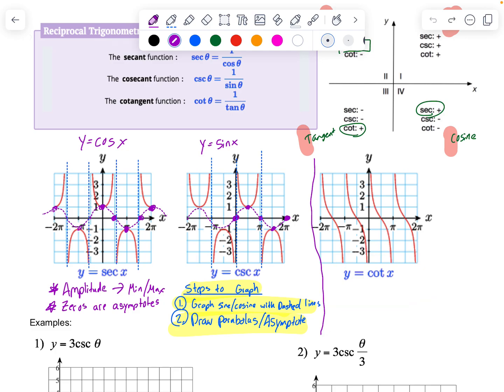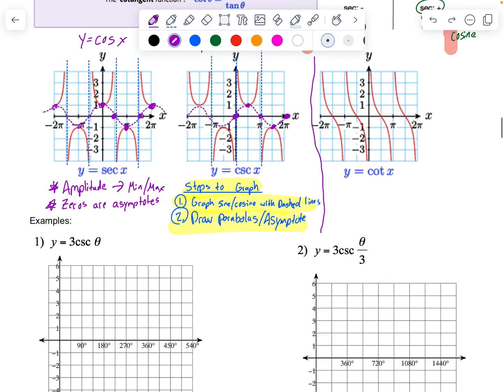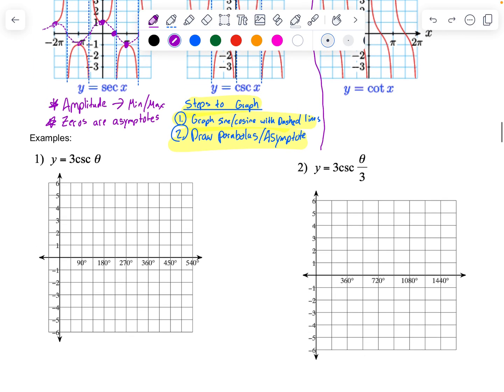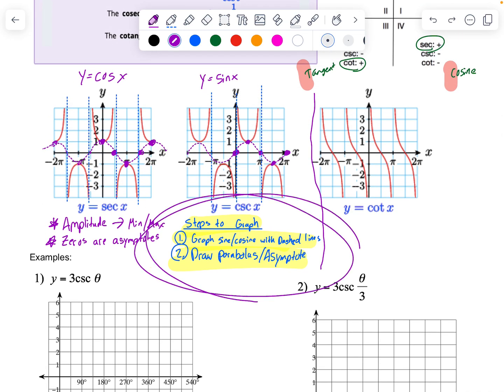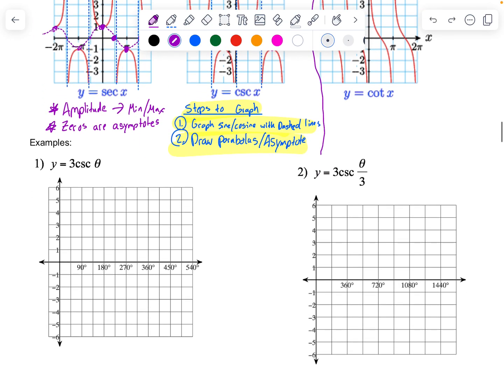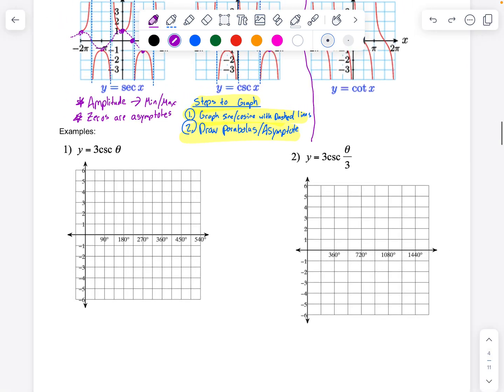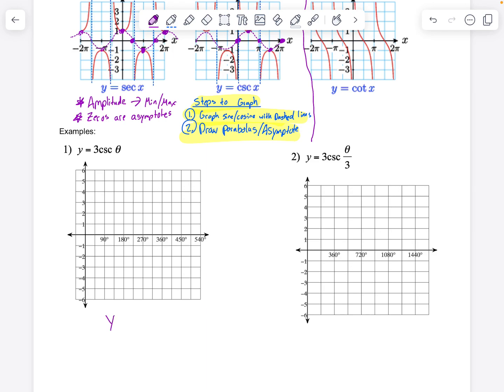Cotangent is kind of weird, it's on its own. We'll do that in a bit, but let's do some practice graphs here. So again, we're gonna follow these steps. So for cosecant, let's look at cosecant. Cosecant, reciprocal of sine, right? So let's change this to a sine graph, just so we kind of know how to work with the dash graph first. Amplitude is 3, okay, same drill.